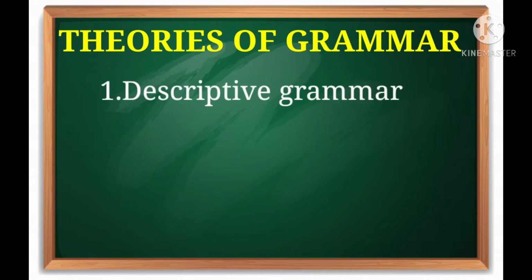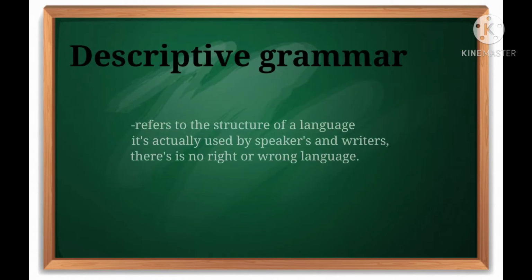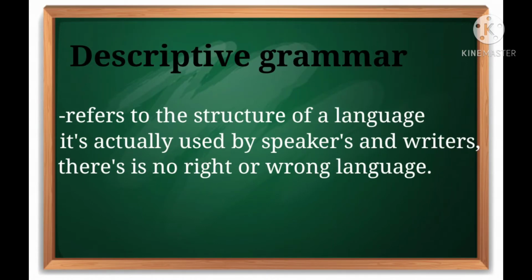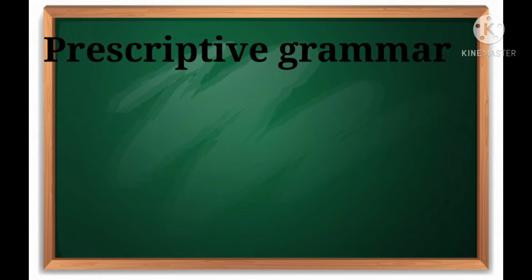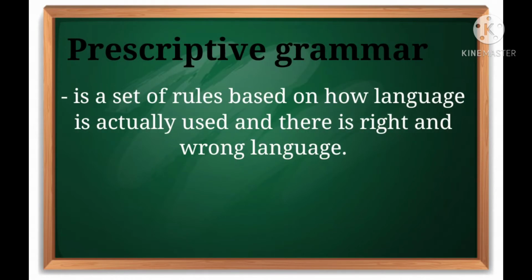Some of the theories of grammar are descriptive grammar, prescriptive grammar, and pedagogic grammar. Descriptive grammar refers to the structure of a language that is actually used by speakers and writers. There is no right or wrong language. While prescriptive grammar is a set of rules based on how language should be used, and there is right and wrong language.